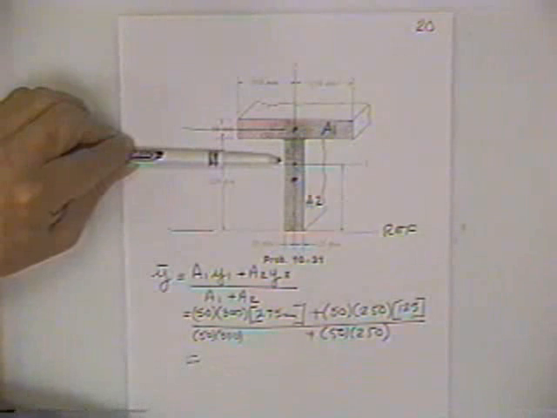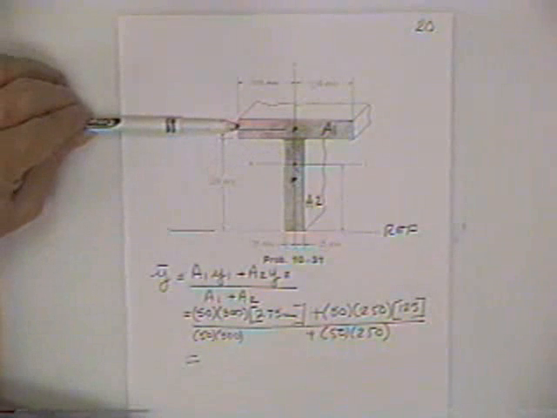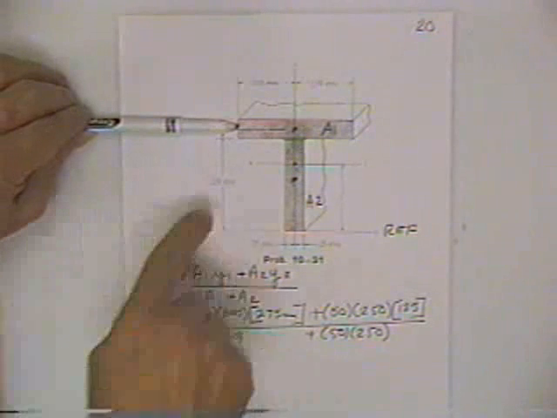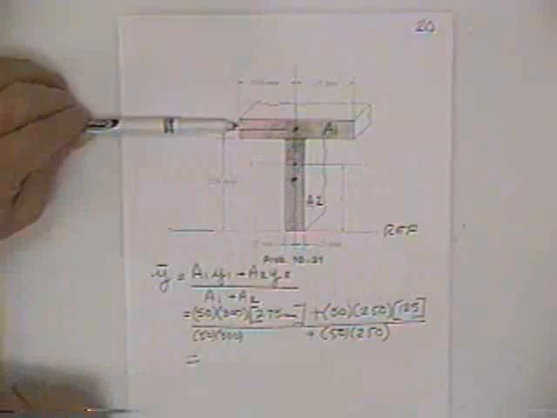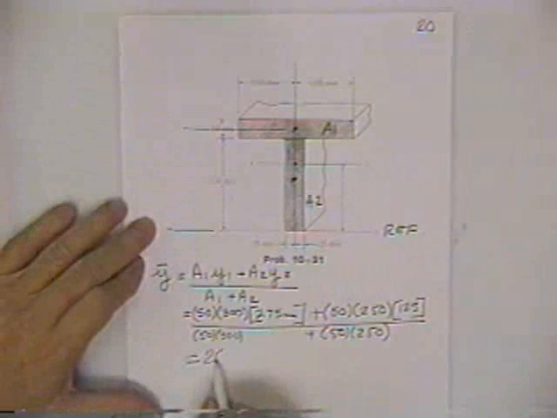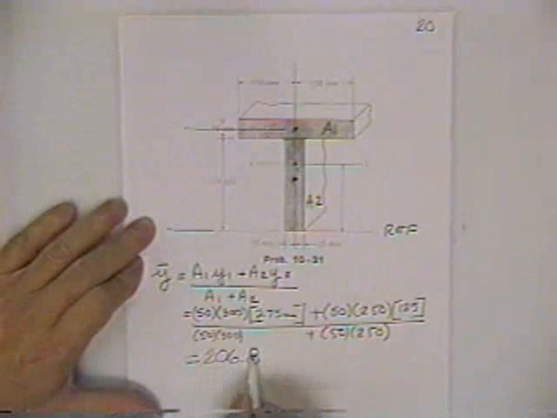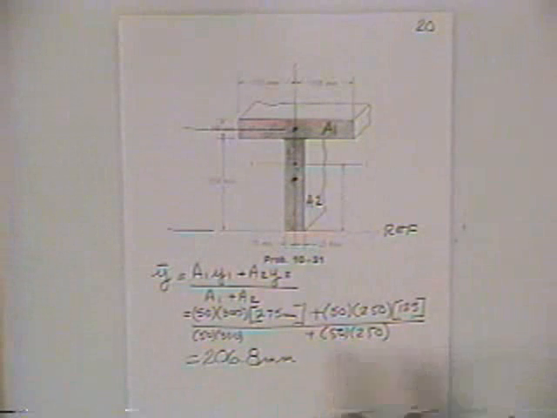In other words, if you get 280 millimeters, there's no way that you could balance that piece of cardboard cut in the shape of a T about a line on a knife edge right through here. What'd you get? 206.8. 206.8 millimeters. So probably the answer in the book might be 210, something like that.